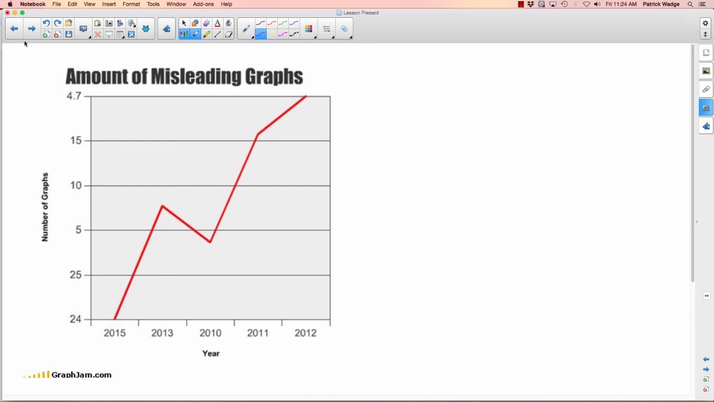And same with this one. There's misleading nonsense all over this one. I mean, look at 24, 25, 5. This is just foolishness. All right, everyone, look out for those misleading graphs. They're out there. You don't want to be fooled.